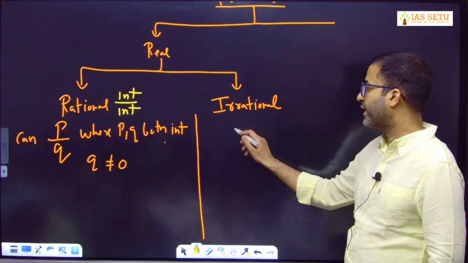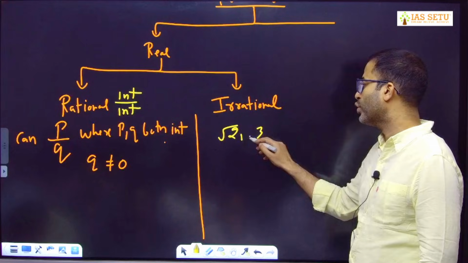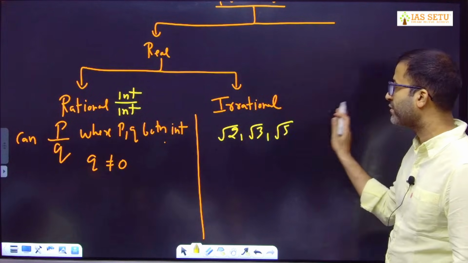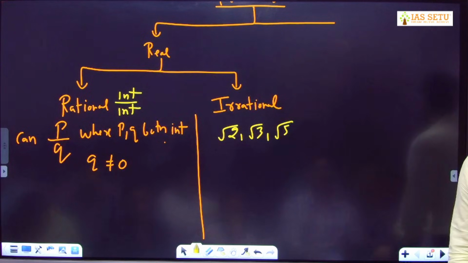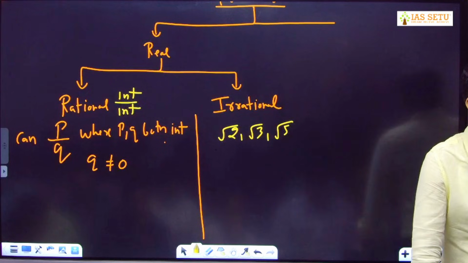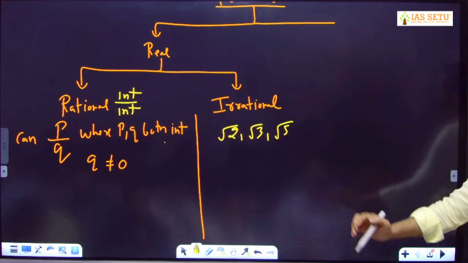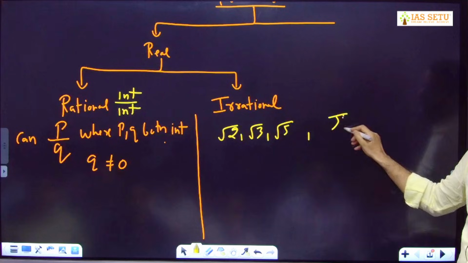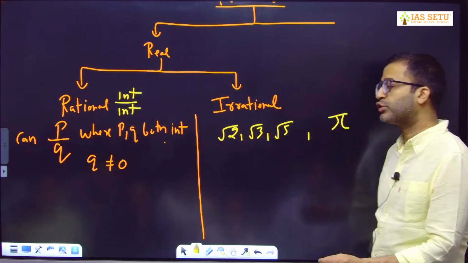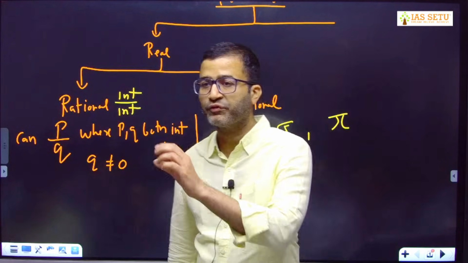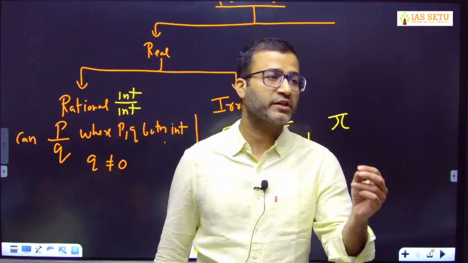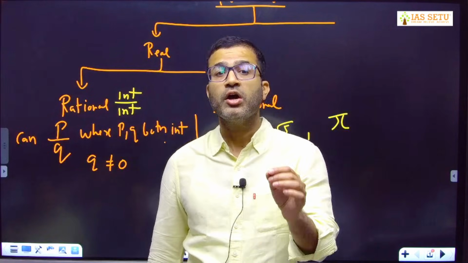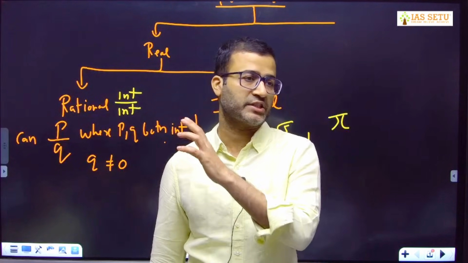So now here examples like under root 2, under root 3, under root 5, all these expressions are irrational numbers. So I give you some of the examples: under root 2, under root 3, under root 5, pi. If there will be a factual question in your exam, if they ask in a statement whether pi is a rational or irrational number, pi is an irrational number.